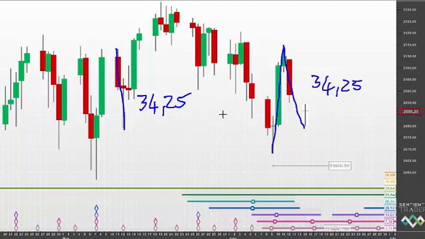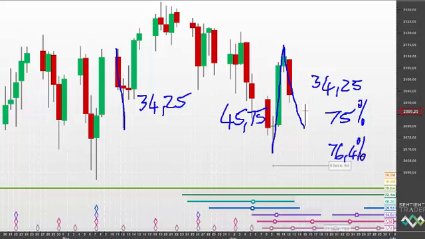Our move up here was 45.75 points. So what is that as a percentage? Let's see, it's about 75%. Now, there isn't really a Fibonacci level of 75%. The Fibonacci levels are 23.6%, 50%, 61.8%. You don't really get a 75%. Some people speak about 75% as being an inverse of the 23.6%. The true inverse is 76.4%.